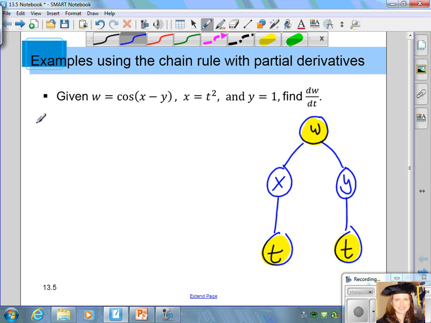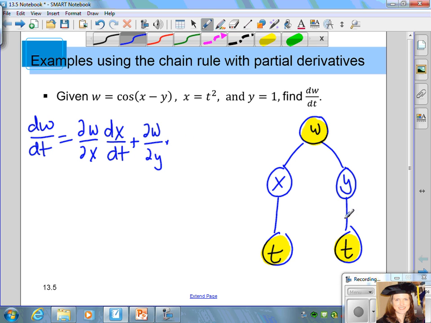So the derivative of w with respect to t is equal to the partial derivative of w with respect to x times the derivative of x with respect to t, plus the partial derivative going this way of w with respect to y times the derivative of y with respect to t. Now notice we have the partial derivative symbols when you are taking the derivative of w, but you have the straight derivative d when you're taking the derivative of x and y.